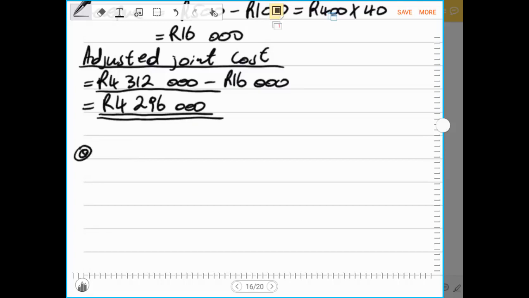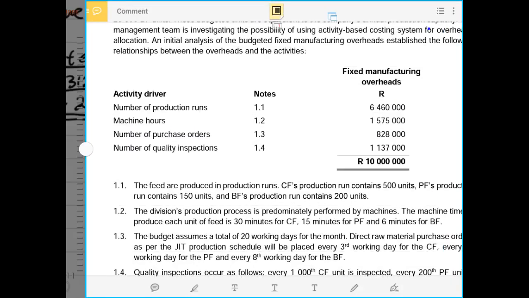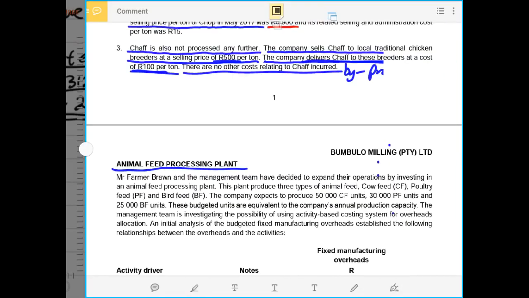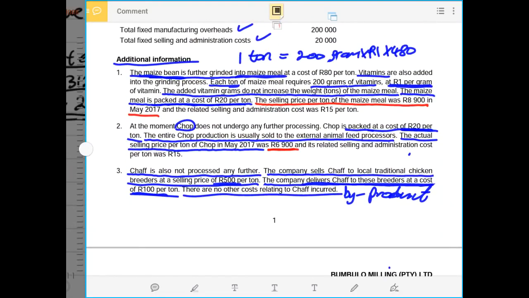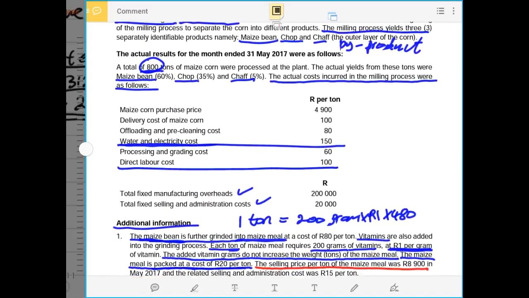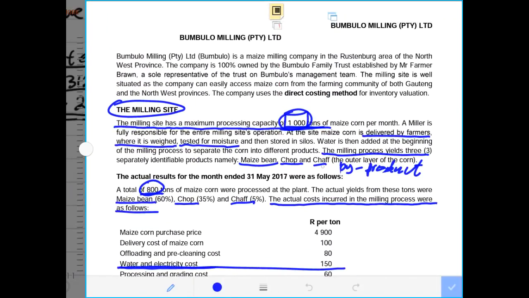First of all, chaff emerges incidentally from production of maize meal and chop. So that is the first point. Chaff emerges incidentally from the production of maize meal and chop. Why am I saying that? Remember, they said that this product is the outer layer. If you still remember when it was clearly stated, chaff is the outer layer of the corn, so it emerges as an incidental product. That is bullet point number 1.